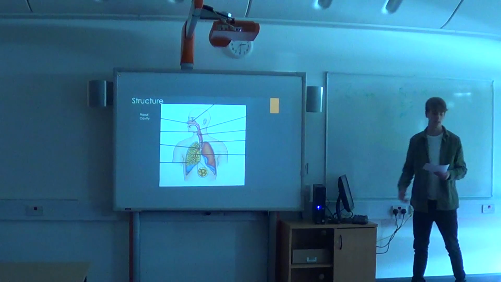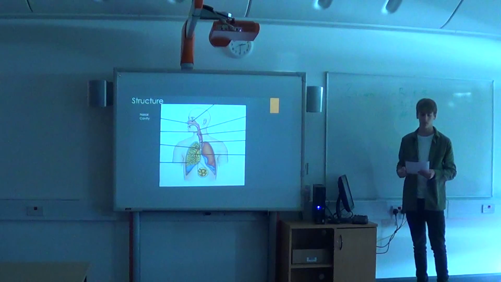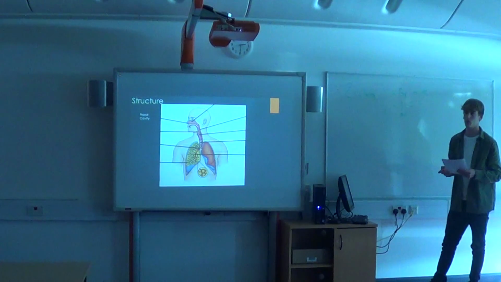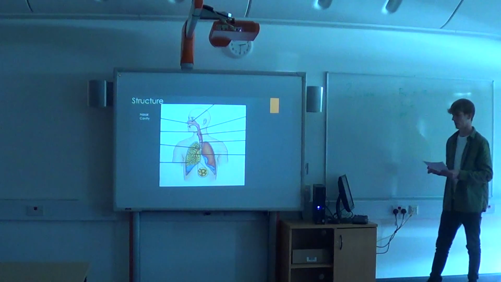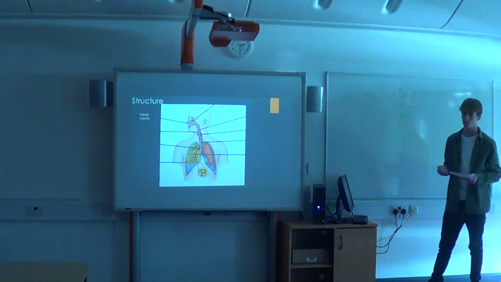So it starts with the nasal cavity. That's basically the nose. So when we breathe in, air enters through our mouth and nostrils, and that's basically how we get the four types of air, which is oxygen, carbon dioxide, nitrogen, and argon in our system.